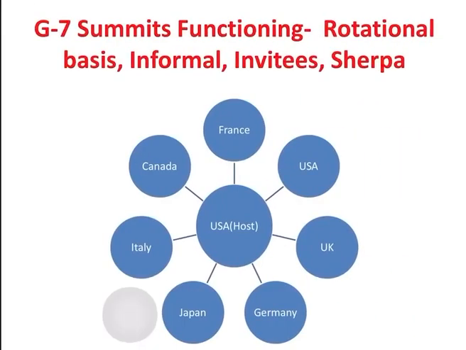Now the question is how G7 summits function. Let us talk about the host. In this year 2020, the US is the host country. In G7 there is always a host country, and the host is selected on a rotational basis. For example, in 2019 France was the host, in 2020 it is the US, in 2021 the UK will be the host country, then Germany, Japan, Italy, Canada.